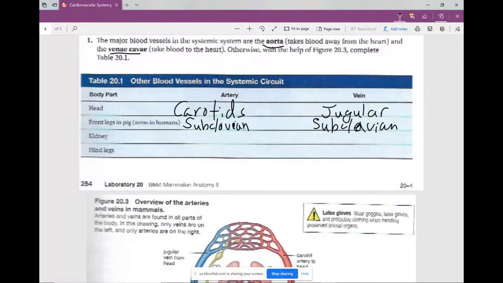Okay. And what about the kidneys? I told you, renal artery, and this is easy, renal vein. Hind limbs, I told you not to worry about it, but you can fill it in anyway. Iliac and iliac. The only ones that have different names are the ones for the head.